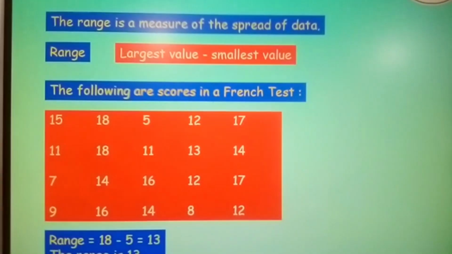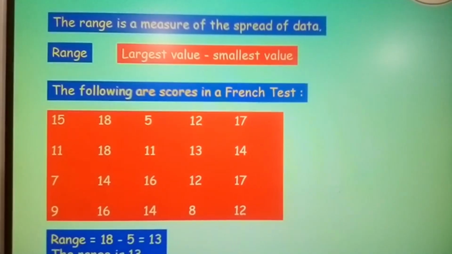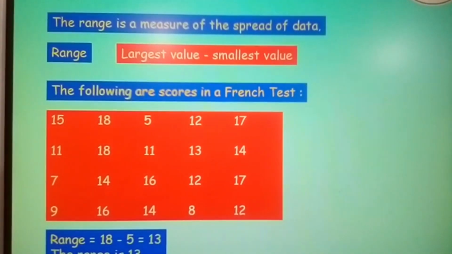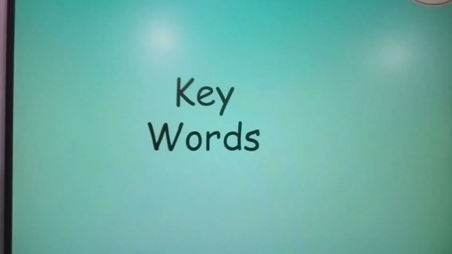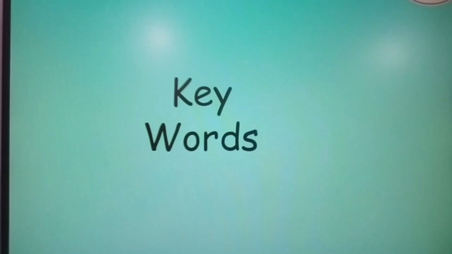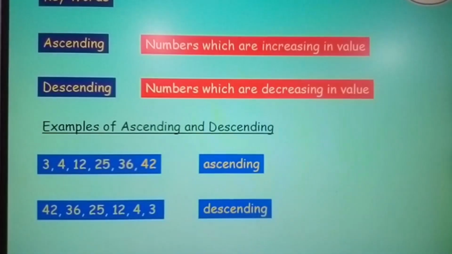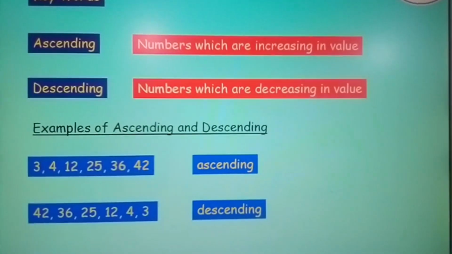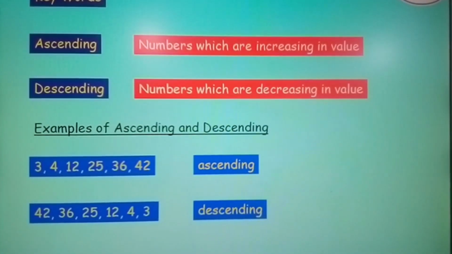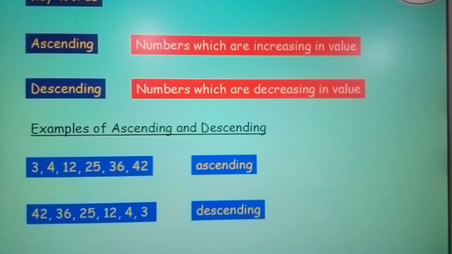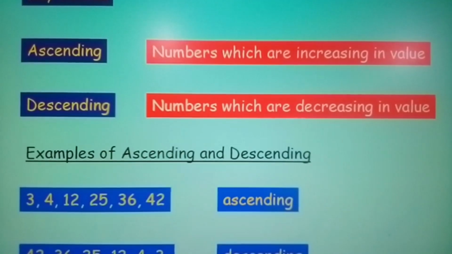So you're looking at the largest value minus the smallest value. Okay? And that gives you your range. Let's look again at that. Okay, keywords: ascending, numbers which are increasing in value; descending, numbers which are decreasing in value. And again, this is for your own edification, so make sure you are familiar with it.